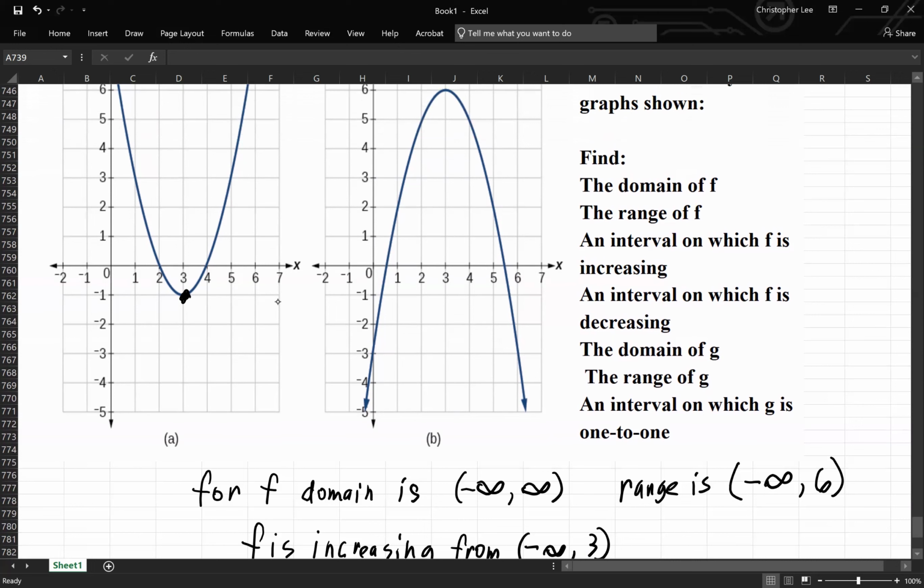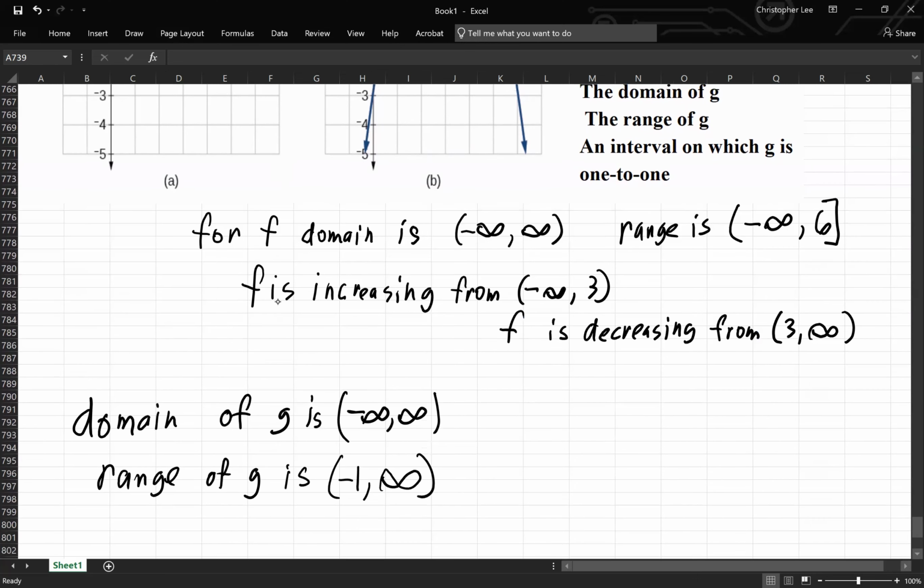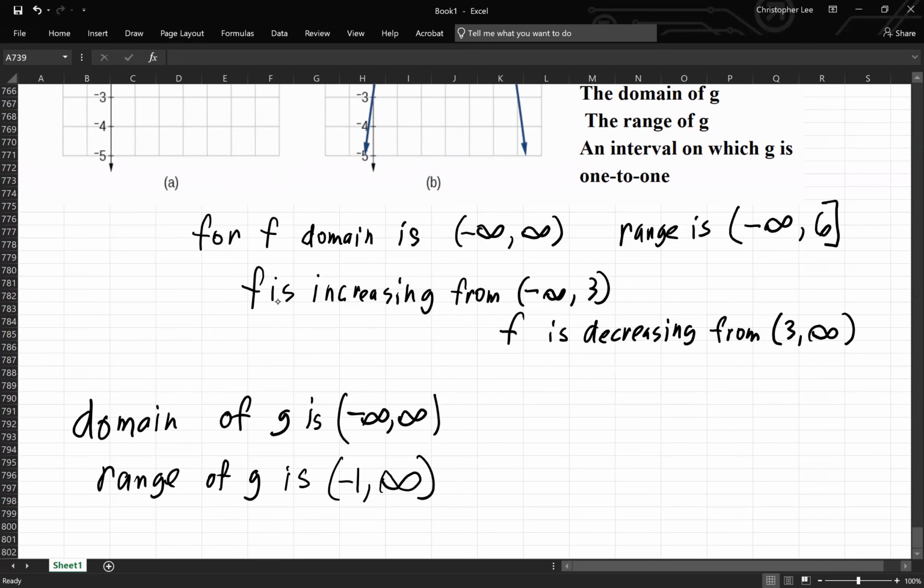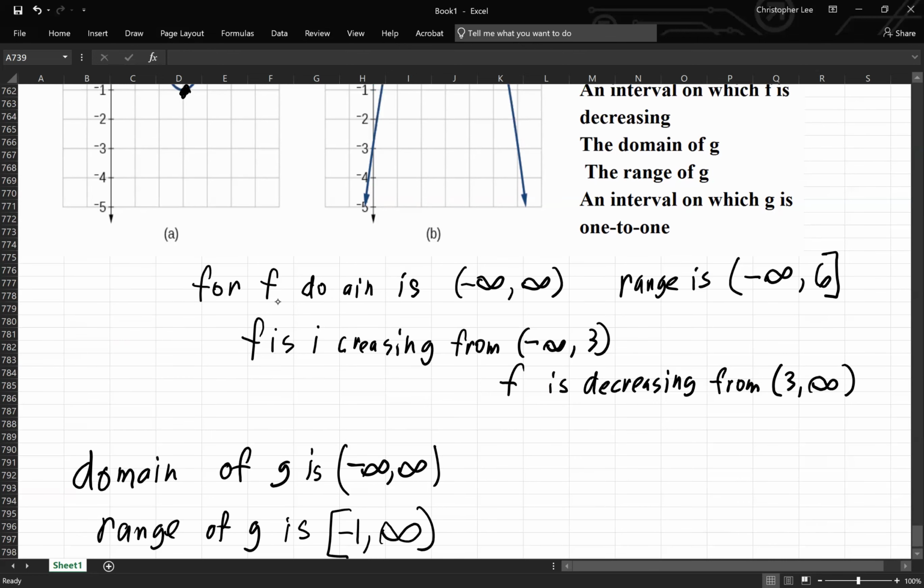Sorry about that. Let me just fix up some of these real quick. Domain and ranges have the brackets when necessary, but not the decreasing, increasing. Right? So this should actually be a bracket. Sorry about that confusion, right?